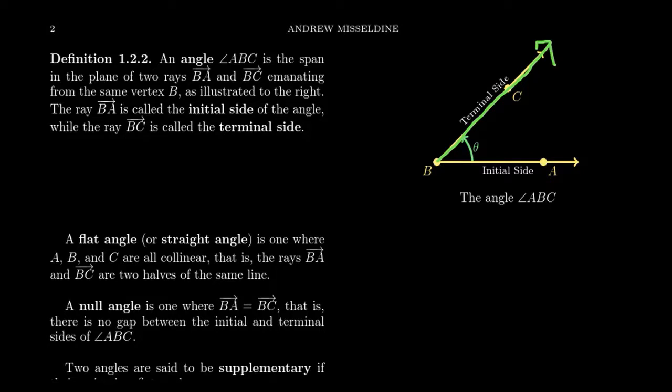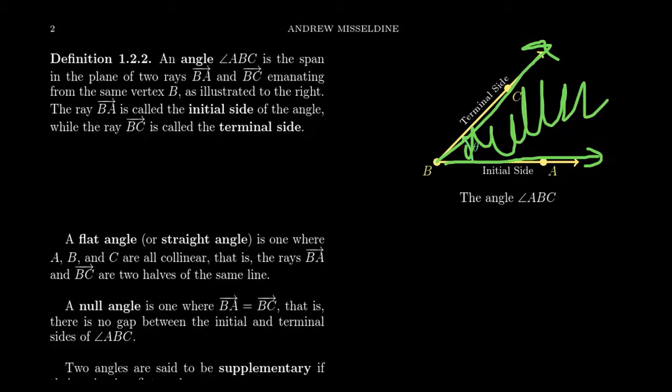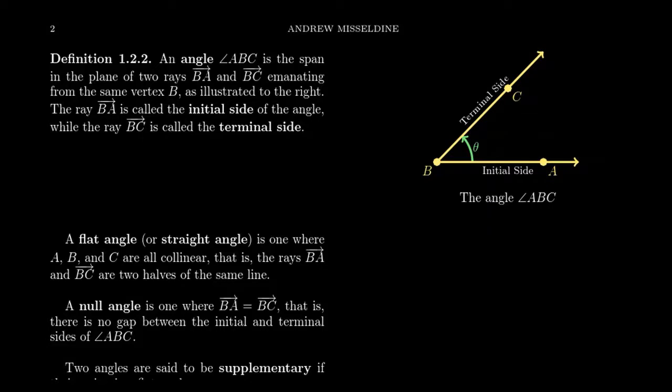We have these two rays, and so the angle would then include the first ray, it includes the second ray, and it also includes all of the points in between those two rays. And so this is what one means by an angle. The first ray associated to the angle is called the initial side. And then the second ray that determines this angle is called the terminal side.